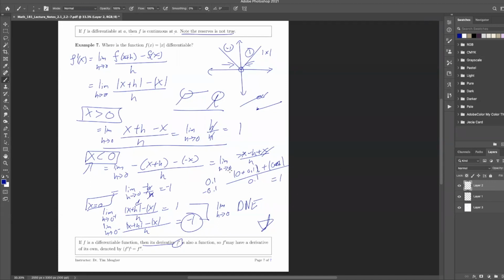Now let's take h to be negative 0.1, just for kicks, right? So here I have the absolute value of 0 minus 0.1 over minus 0.1. So here I have the absolute value of negative 0.1. Well, the absolute value of negative 0.1 is positive 0.1, and this is 0. So I have positive 0.1 over minus 0.1. So this is equal to minus 1.